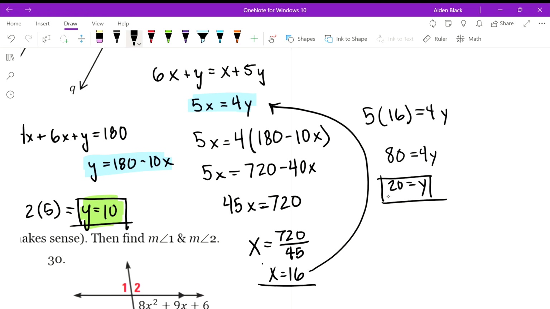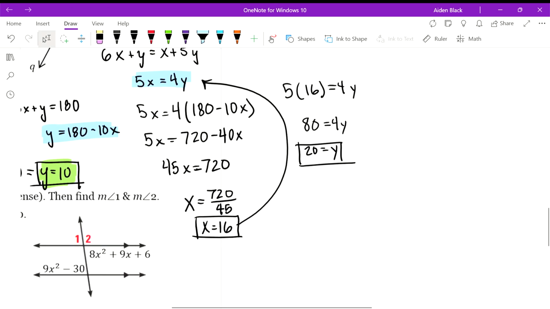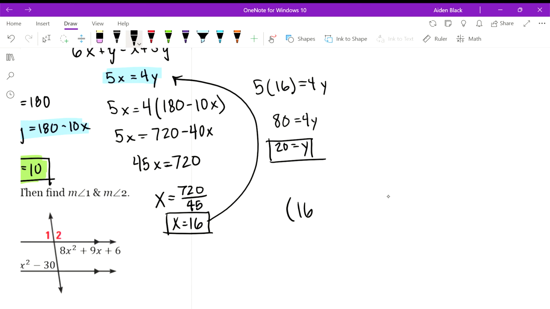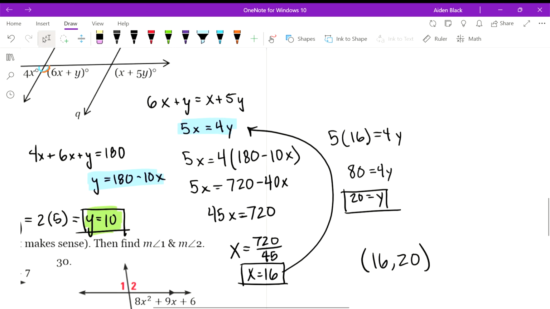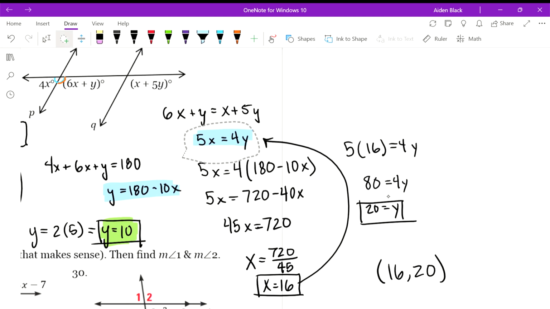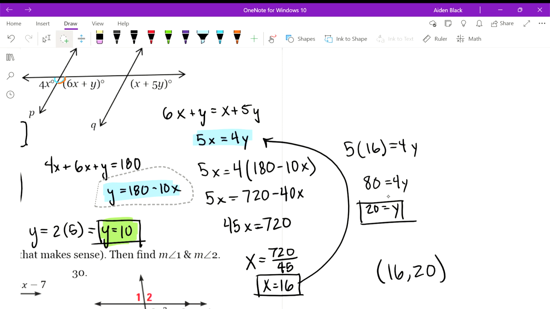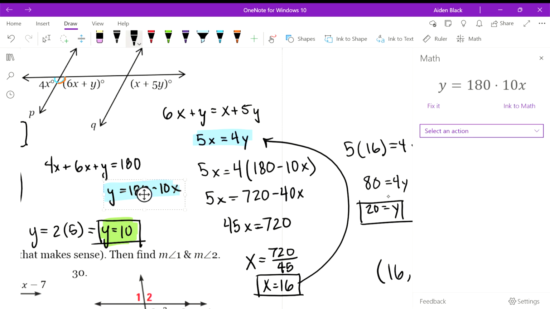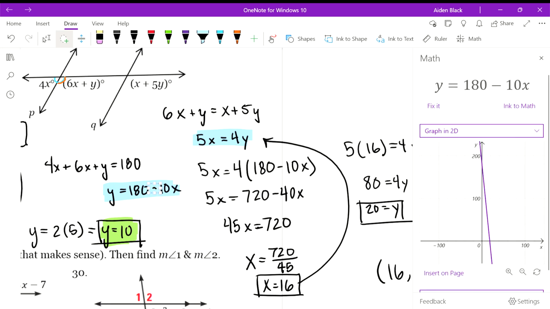So here are my two solutions, which would actually just be one solution, 16, 20. So real quick, I'm going to show you graphically the meaning of this. Here's one of my equations. I'm going to graph it. And then if I graph this one, I get this graph.